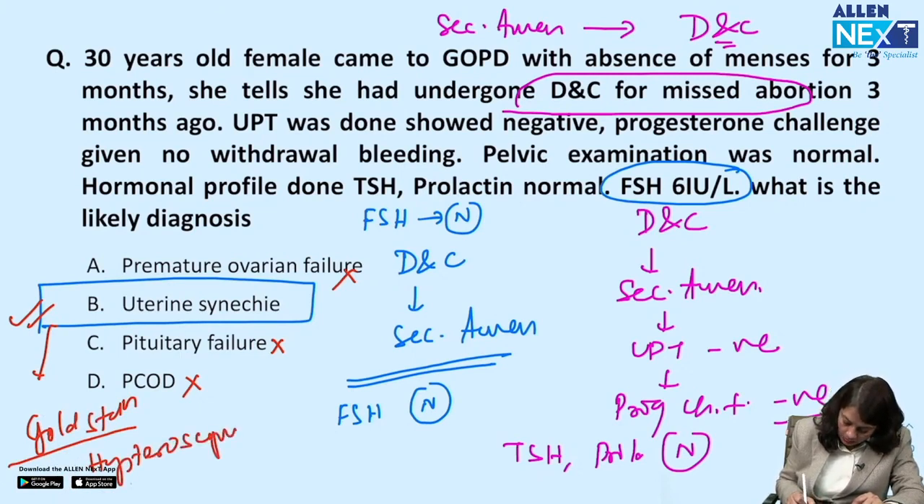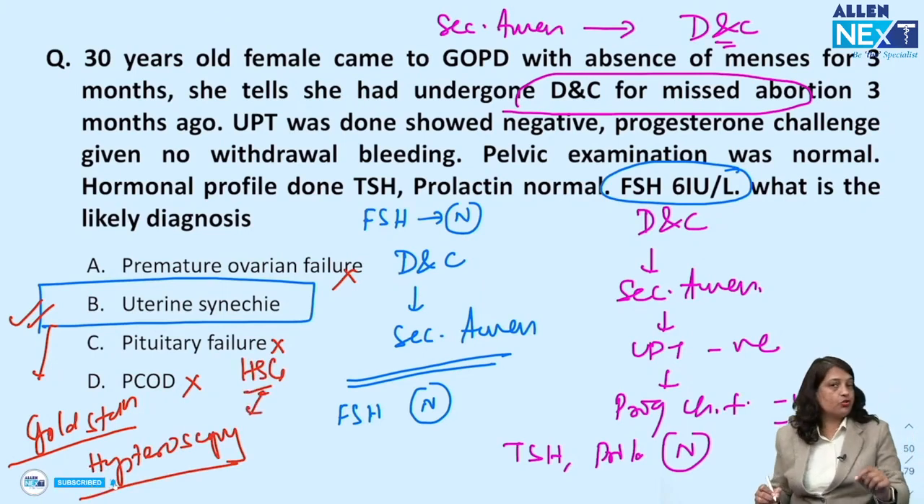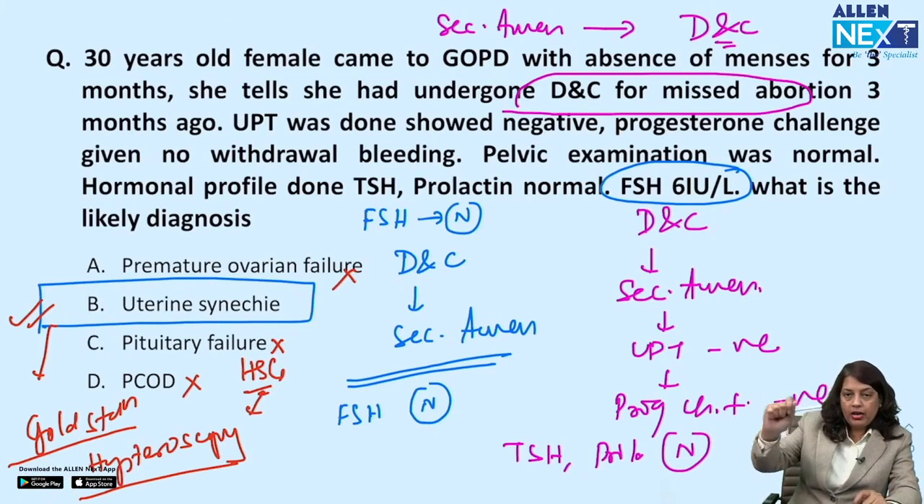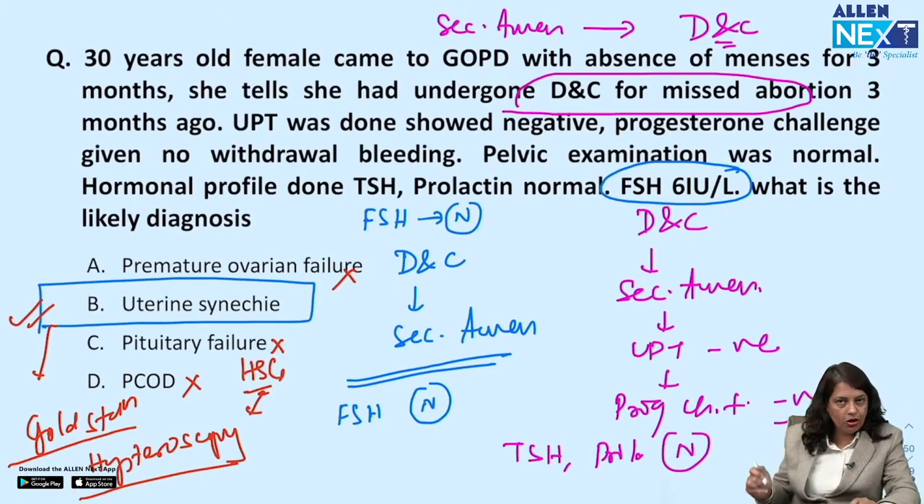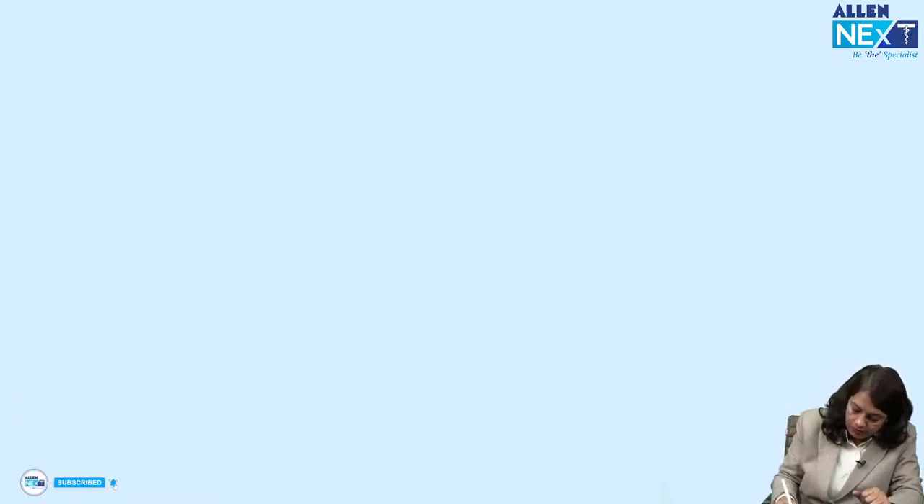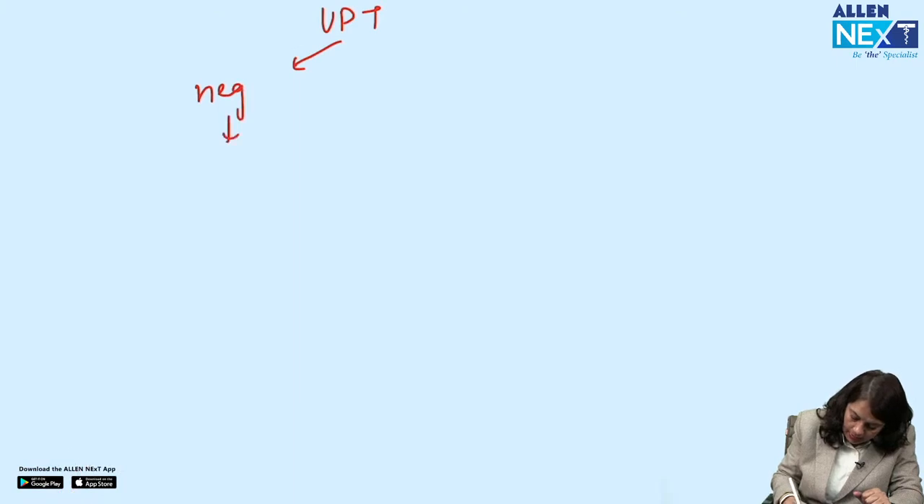सबसे पहले मैं क्या कराऊंगी? सबसे पहले मैं कराऊंगी HSG, उसके बाद हिस्ट्रोस्कोपी, because hysteroscopy will confirm your diagnosis and you can treat your patient, that is by adhesiolysis. ठीक है, सो यूरिन प्रेगनेंसी टेस्ट किया, नेगेटिव आया, प्रोजेस्ट्रॉन चैलेंज टेस्ट दिया, नो ब्लीडिंग.